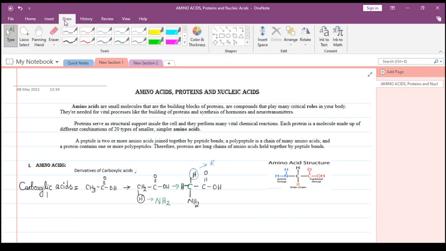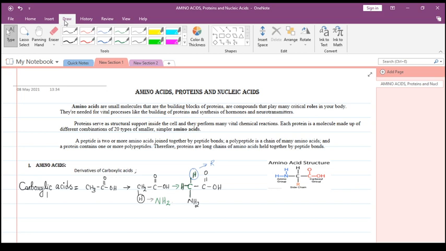So dear students, today we are going to learn a new topic: amino acids, proteins and nucleic acids. Why is this chapter combined this way? We know that these three are related to each other. Amino acids combine together to form proteins, and proteins are part of the nucleic acids.